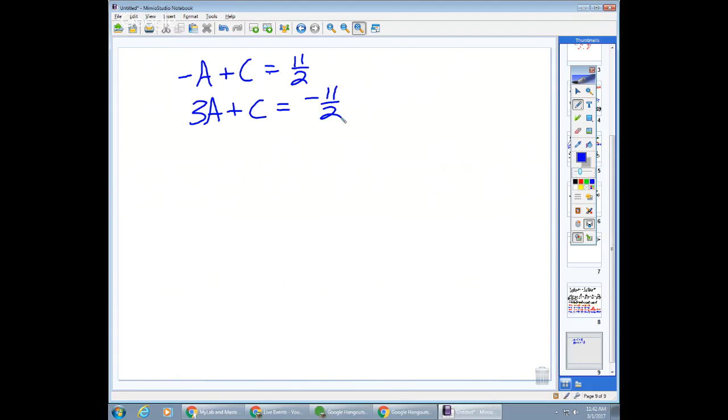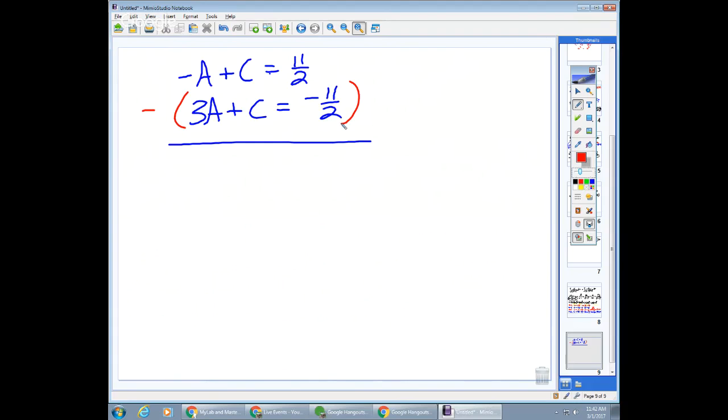All right, what do we have here? I guess we could subtract these from each other and the c's will go away. Or we get c equal to 11 halves plus a. Whatever your technique is for cleaning this up from here, I think I'm going to do a subtraction. Feel free to do a substitution if you prefer.